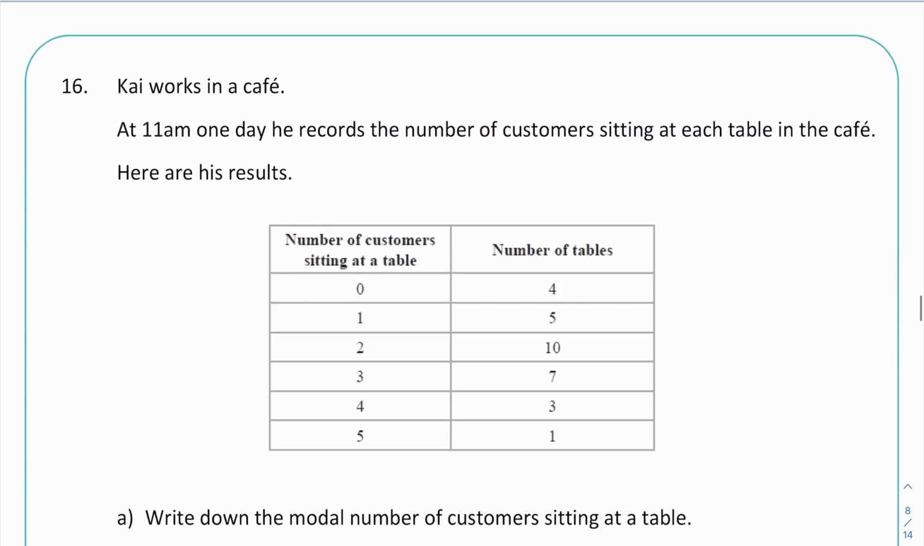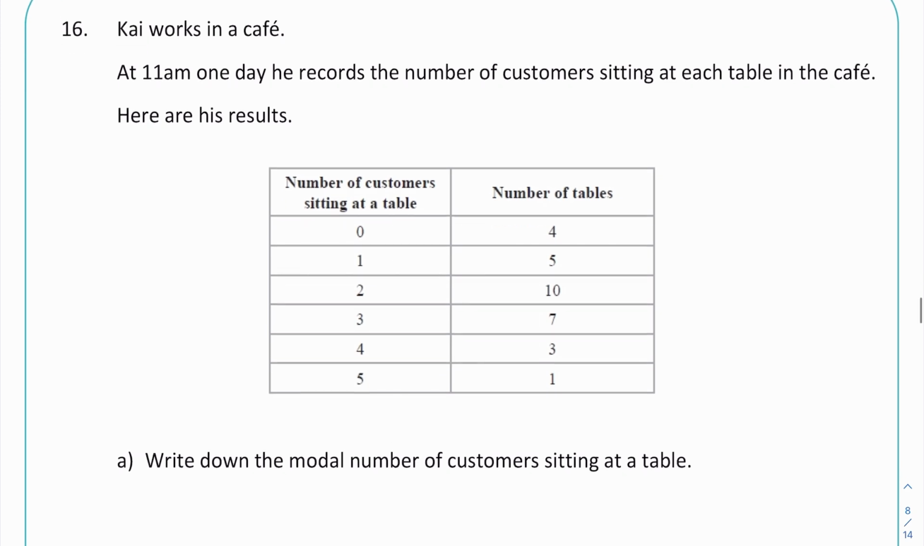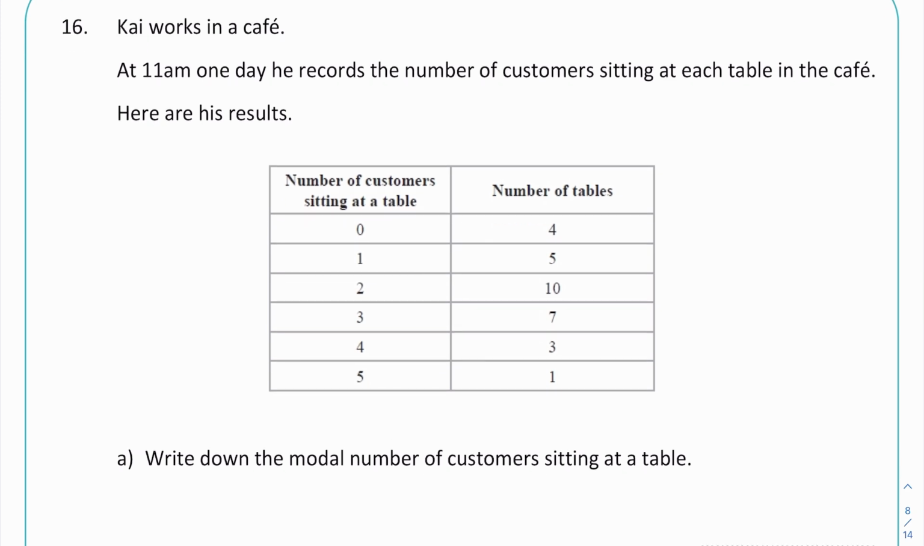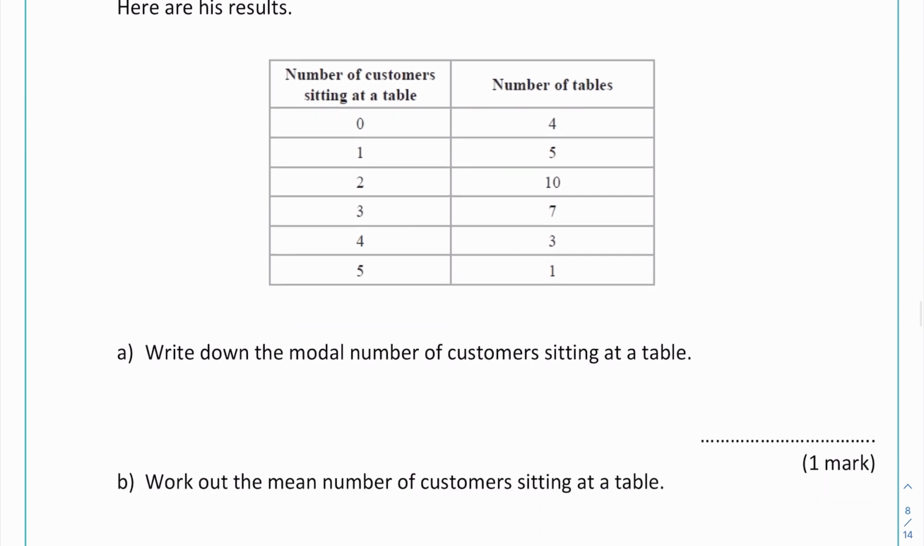On to question 16. Kai works in a cafe. At 11 AM one day, he records the number of customers sitting at each table in the cafe, and here are his results. So on the left, we've got the number of customers sitting at a table and the number of tables with that many customers. So you can see there, 4 tables had 0 customers, and so on down the table.